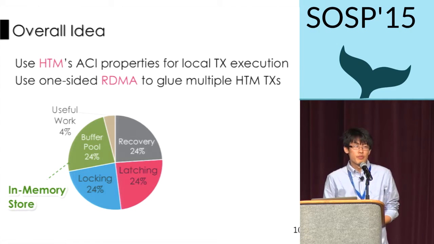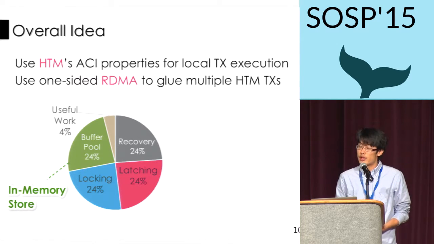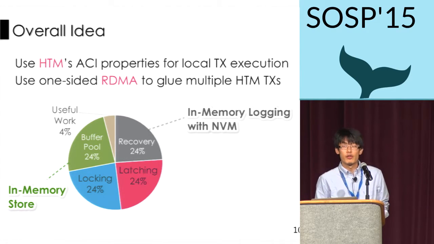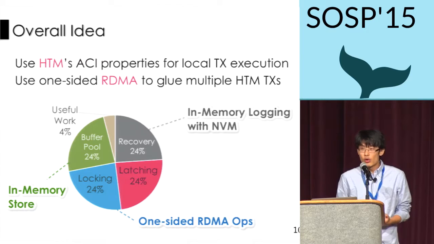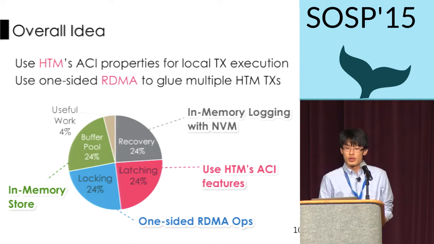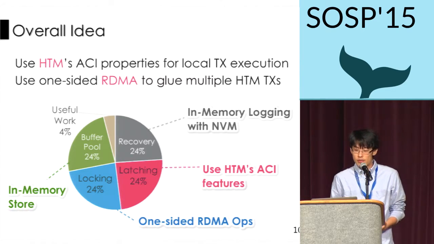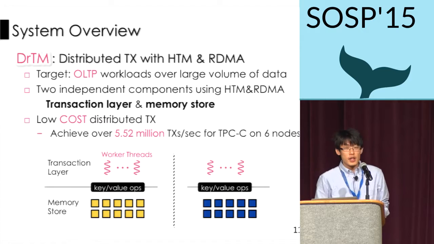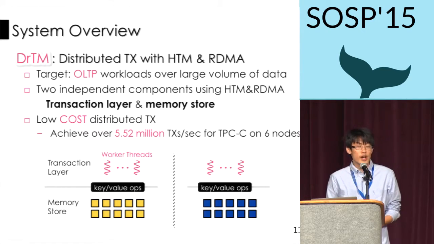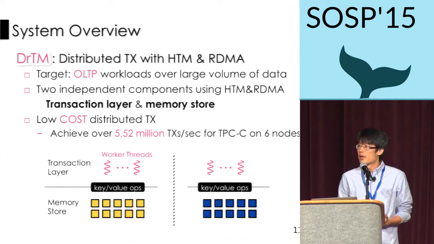Hence, in our system, the buffer pooling overhead is reduced by the in-memory store. The logging overhead is reduced by in-memory logging to non-volatile memory. The locking overhead is reduced by one-sided RDMA operations, and the latching overhead is reduced by HTM's features. Based on all of this, we design and implement DrTM, which provides fast distributed transactions using HTM and RDMA.